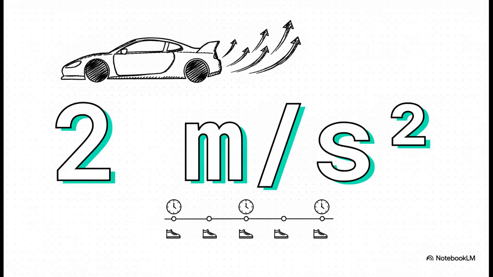But what does that number actually mean? It means that for every single second that goes by, the car's speed is increasing by another 2 meters per second. First second, it's at 2, second it's at 4, and so on. You see how this language lets us be so incredibly precise?